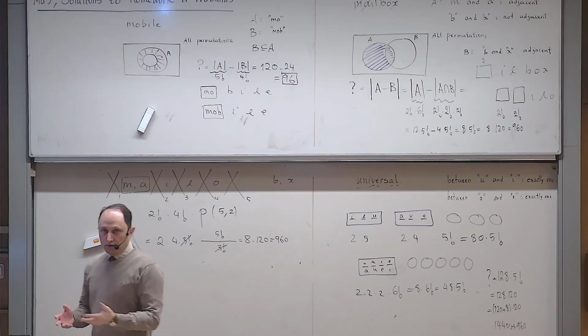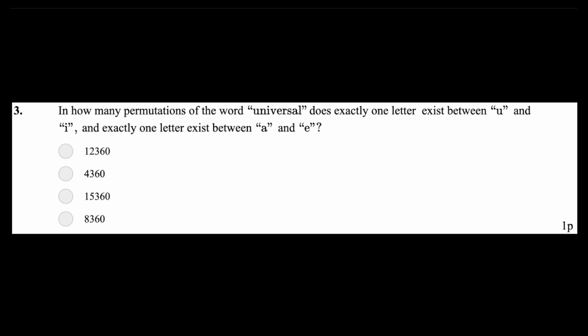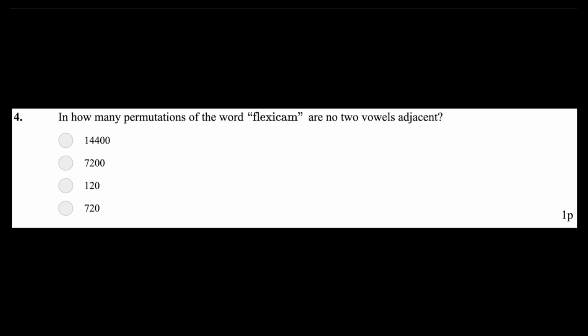Okay. Any questions? Okay. So let us go to the next problem. So this one was correct, 15,360 possible cases. So yeah, this was very simple. In principle, you should be able to really do this one yourself. I don't know why I put this number 4, because it is probably not very important to have this question again in this homework. But anyway, could you do it now yourself? In how many permutations of the word flexicam are no two vowels adjacent?